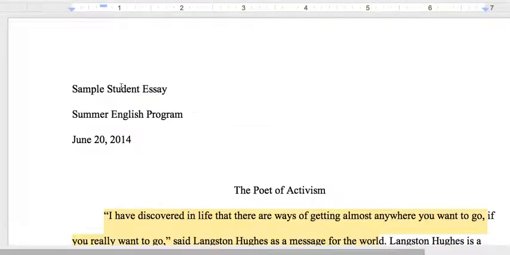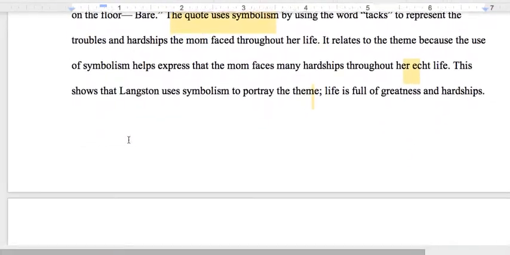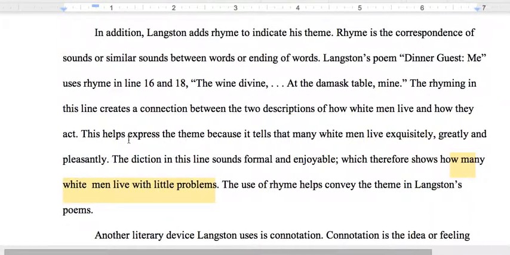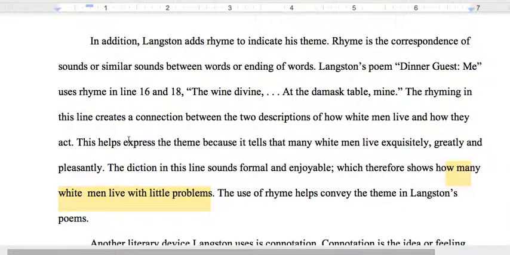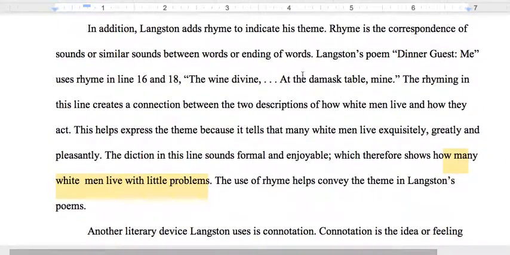To show you this, let's look at the second body paragraph, the one about rhyme. In this case, we're talking about the rhyme between the words wine, divine, and mine. And the author says that this rhyme talks about how white men live pleasantly, and that that's enjoyable and that they have little problems.